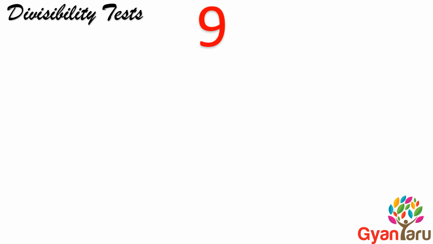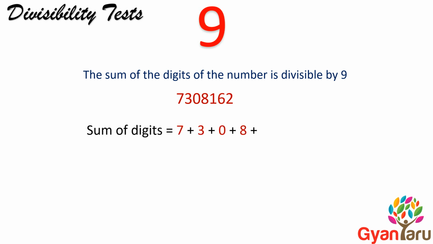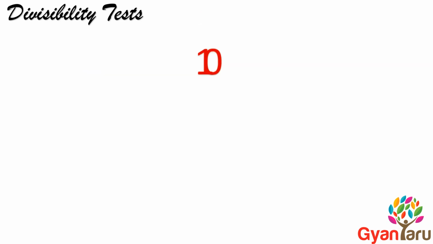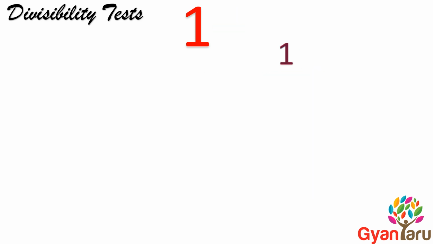Divisibility test of 9. If the sum of the digits of the number is divisible by 9, the number is divisible by 9. For example, in this number, the sum of the digits equals 27 and 27 is divisible by 9, so the number is divisible by 9. Divisibility test of 10. Any number that ends with digit 0 is divisible by 10. For example, this number ends with 0, so this is divisible by 10.